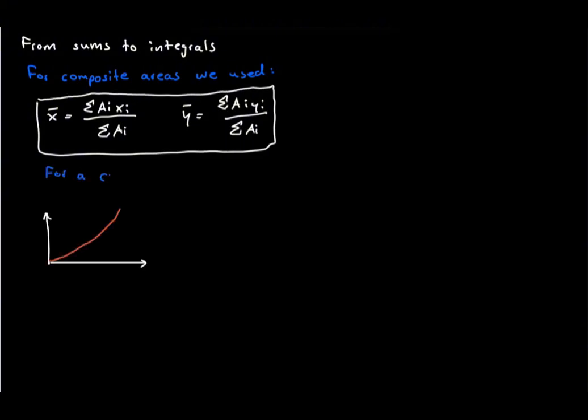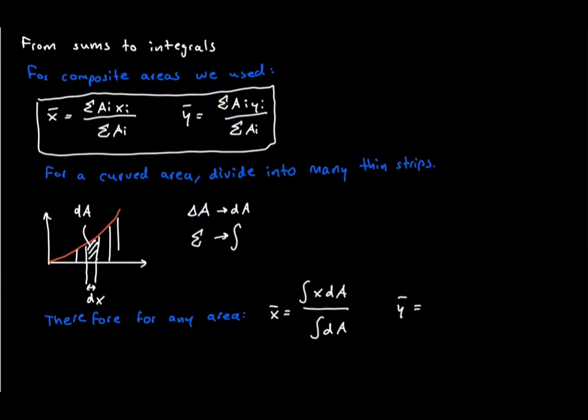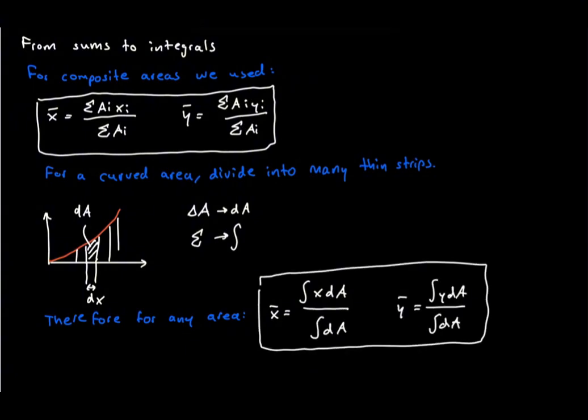For a curved region, we can imagine dividing the area into a very large number of extremely thin strips. As the strips become infinitely thin, each small area becomes a differential area dA. Our sum then becomes an integral. So the horizontal centroid is obtained by integrating x times dA and dividing by the total area. The vertical centroid follows exactly the same idea. This is important. Integration does not change what a centroid means. It simply allows us to apply the same area weighted average idea to a continuous shape.